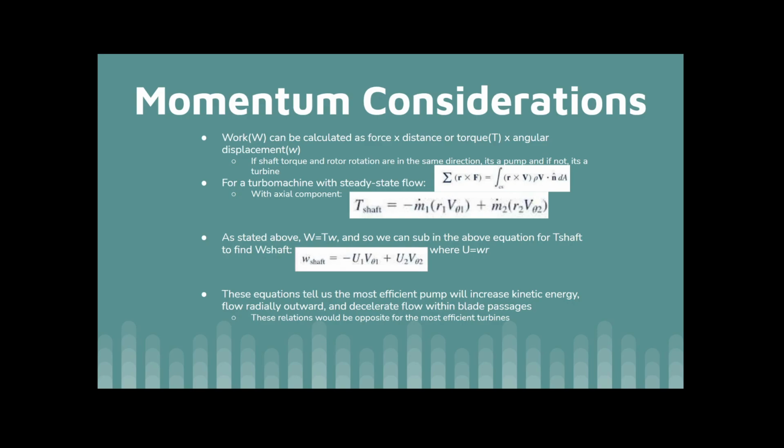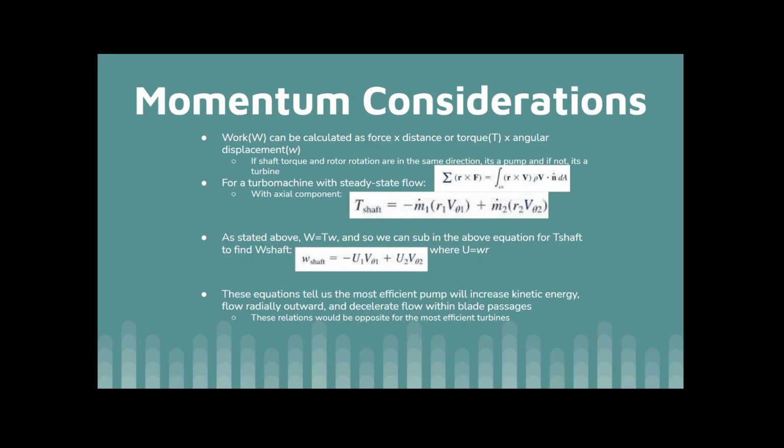When considering momentum of a turbo machine, we think of work. Work can be calculated as force times distance, or torque times angular displacement. Here torque is denoted as capital T and angular displacement as lowercase w. Now if shaft torque, which is the force acting on the rotor to cause it to spin, and the rotor rotation are in the same direction, the turbo machine is a pump. And if not, and the two are in opposite directions, then the turbo machine is a turbine.